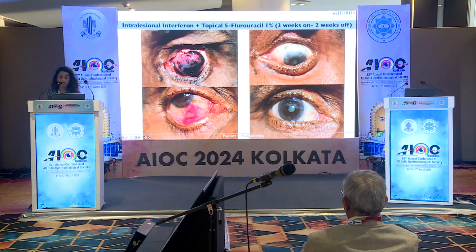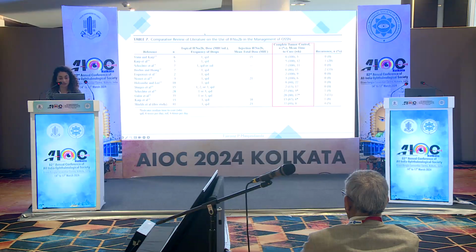He was socioeconomically quite backward. He didn't have a refrigerator. He was a farmer at home. So I couldn't give him topical interferon alpha 2b because it requires maintenance of the cold chain in a refrigerator. So what I did was put him on topical 5-FU for that reason, and intralesional interferon. So it's a combination of two drugs taking care of this patient.